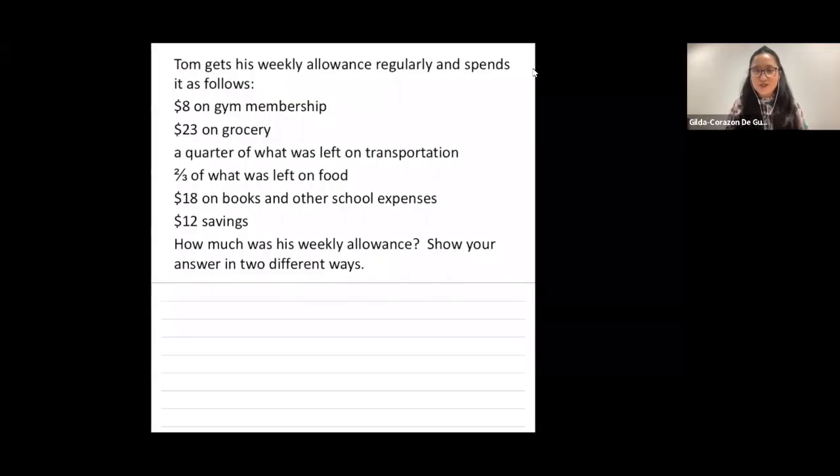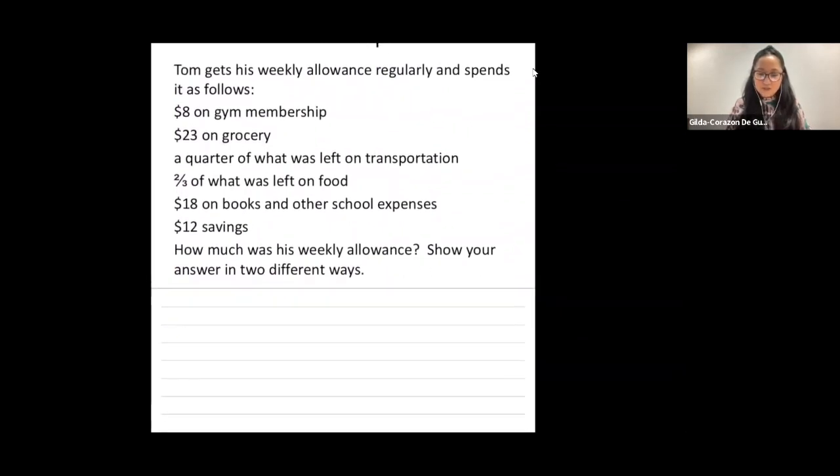So how I like to introduce the bar model method is by using this problem. It says Tom gets his weekly allowance regularly and spends it as follows. $8 on gym membership, $23 on grocery, a quarter of what was left on transportation, 2/3 of what was left on food, $18 on books and other school expenses, and $12 on savings. So our question is, how much was his weekly allowance?